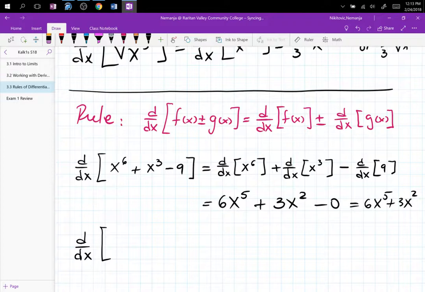So what is the derivative of cube root of x minus 1 over x? So like the rules back to limit.